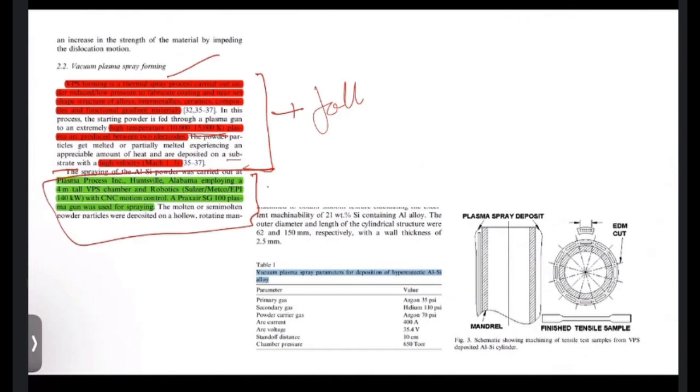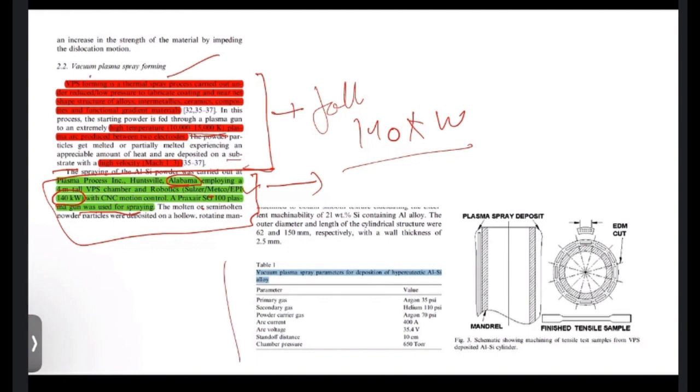Now, what is the name here? I have highlighted the name of the machine. The name of the spraying machine is Plasma Process Inc., Huntsville, Alabama. It is manufactured in Alabama, employing a 4-meter tall VPS chamber. The VPS chamber is 4-meter tall and the power is 140 kilovolt. So much power is applied with CNC motion control, and a Praxair SG100 plasma gun was used for spraying.